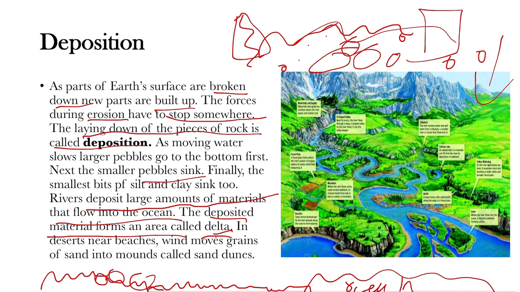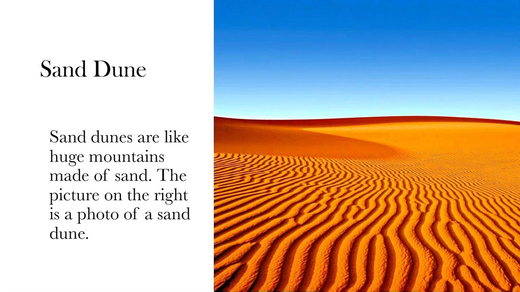In deserts that are near beaches, wind moves grains of sand into mounds called sand dunes. Let's show you a picture of sand dunes. Well, this is a sand dune. They are like huge mountains made of sand. So the picture right on the side is a picture of a sand dune. They are humongous.